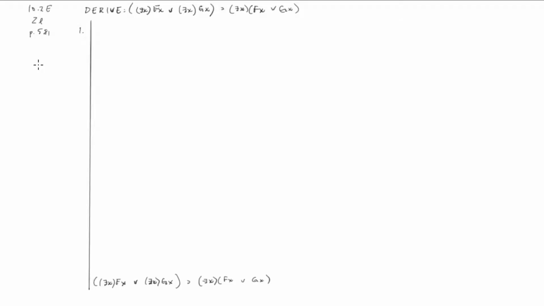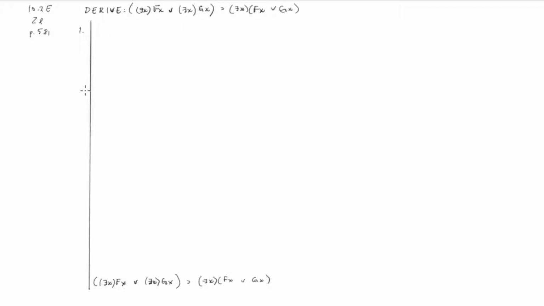Hello everyone. In this video, we're going to work through two of the problems in homework number 9. The first one's the theorem, problem number 2L on page 581 out of set 10.2e. So this is a theorem. It says if something is f or something is g, then something is either f or g.